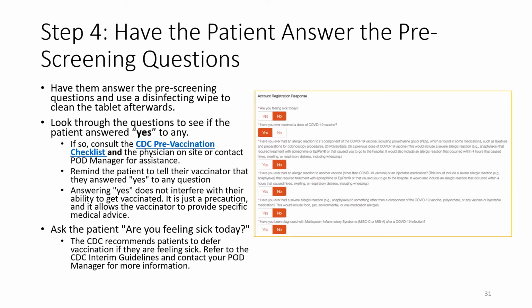Step 4. Have the patient answer their pre-screening questions. Once you have found the patient's appointment, click on their name to open up their information. You can hand the patient the tablet and have them read through their pre-screening questions. They will answer yes or no to these questions. If the patient needs assistance or translation, you can read them the questions, but be cognizant of your surroundings and maintain the patient's privacy. Once you get the tablet back, sanitize it and check if they answered yes to any of the questions. If you do see any yes answers, refer to the CDC pre-screening packet and consult with the healthcare professionals on site.